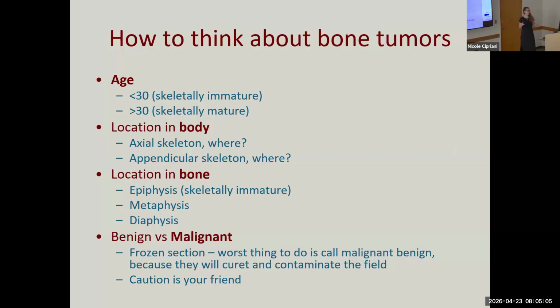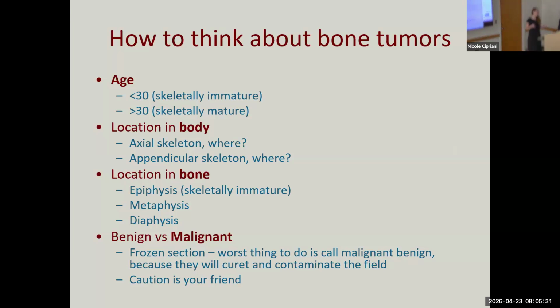I like to approach how to think about bone tumors in terms of what's the age, because mostly we're dealing with sort of benign things in kids and malignant things in adults. Where in the body is it, the axial, the appendicular, and exactly where? Where in the bone is it, the epiphysis, the metaphysis, or the diaphysis? Because different things will occur in different places, and as we go through these, we will see key examples of what those are.